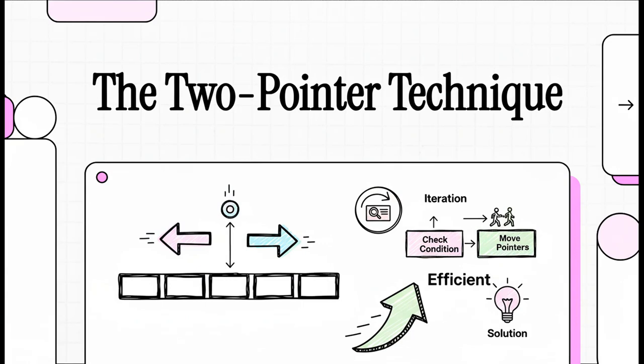All right, today we're going to crack open a technique that can feel like a secret weapon in coding interviews, the two-pointer method. We're going to break down the key patterns that turn slow, clunky code into elegant, super efficient solutions. Let's dive right in.